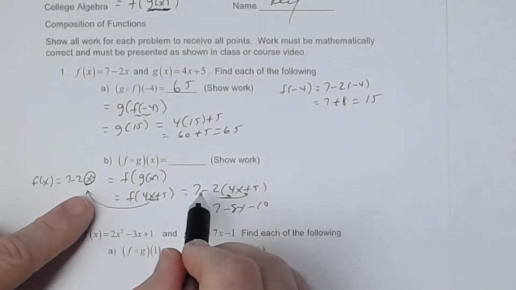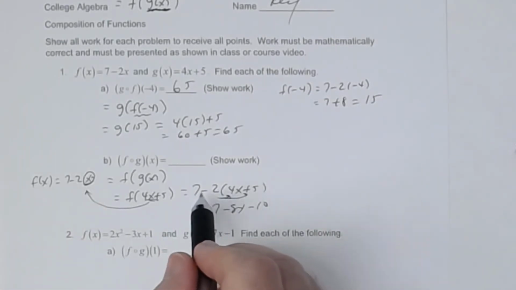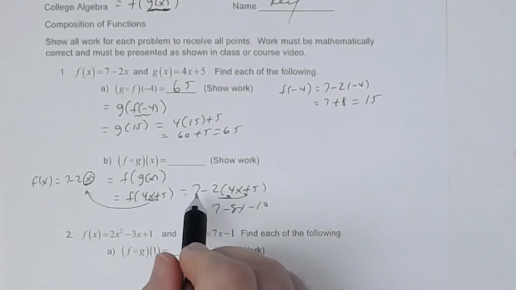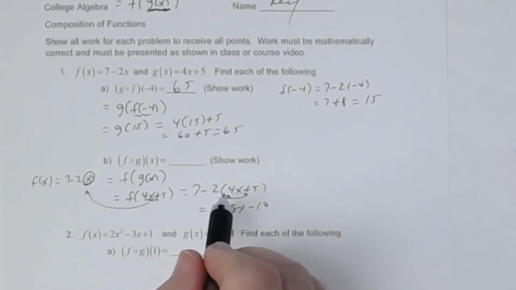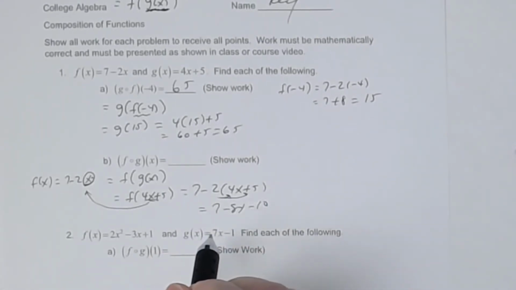You want to say 7 minus 2 is 5, but remember, order of operations: you have to multiply before you subtract. So that's why you don't say 7 minus 2 first. You have to multiply and then add that 7 to it, like you see here.